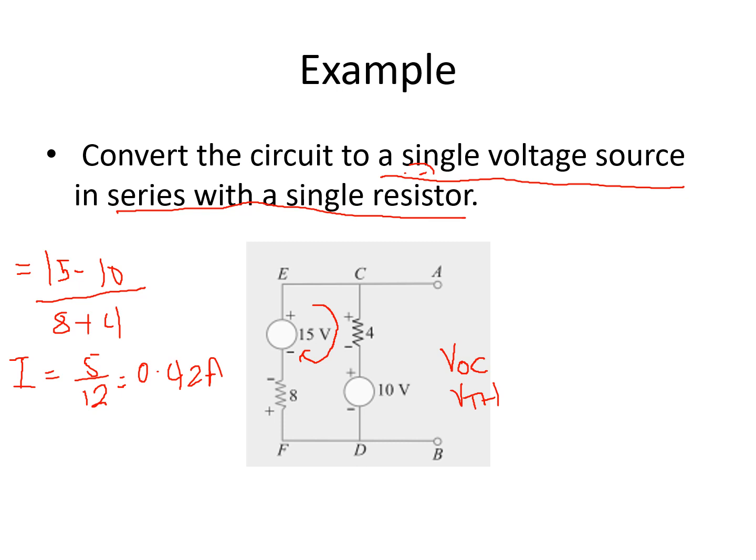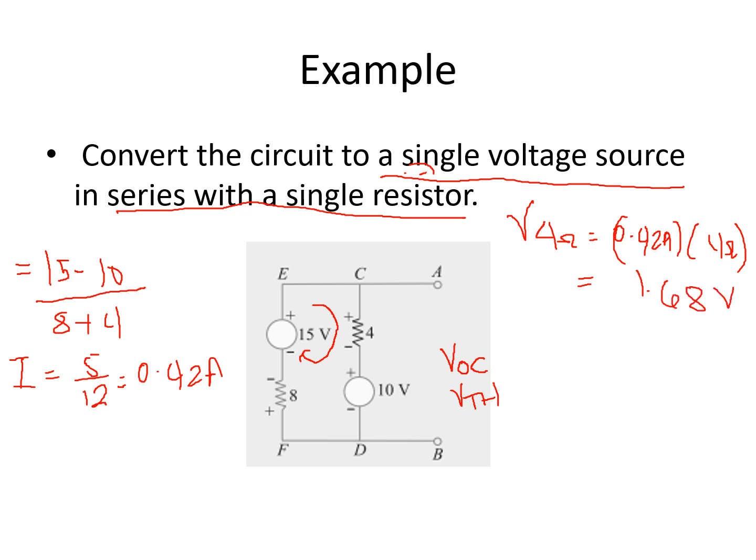Okay, now we need this current because we have to solve for the voltage across these 4 ohms. So what is the voltage across the 4 ohms resistor? The voltage across the 4 ohms resistor is equivalent to the current, which is 0.42 amperes, multiplied by 4 ohms. So your voltage across that is equivalent to 1.68 volts.